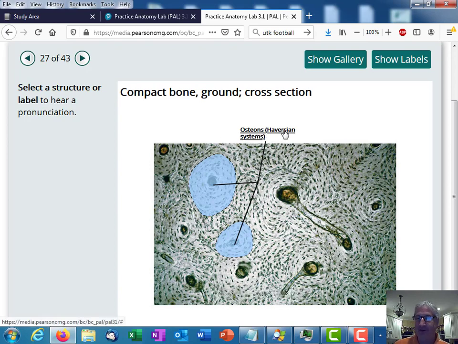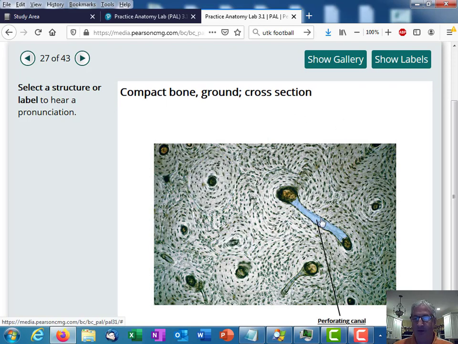So here's an osteon, also called the Haversian system, and here is what's called a perforating canal. In the middle of the osteon or Haversian system, there's a central canal. Here's one, here's another one, and these central canals are connected by a perforating canal. In those you have the artery and vein, which go up through a central canal, then across through a perforating canal, then over to another central canal, so you can feed the entire bone tissue with arteries and veins.